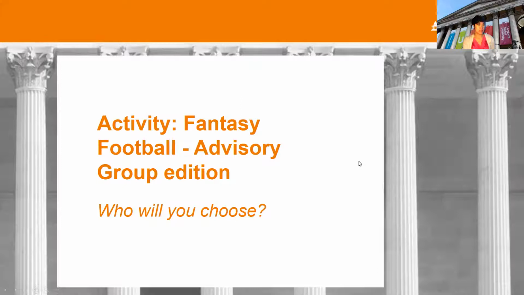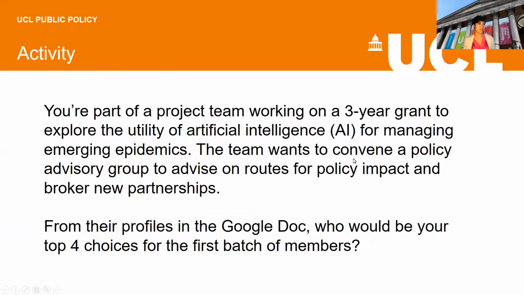So for this activity, if you're familiar with fantasy football, I've got a spin on that, but the advisory group edition. I just want you to pretend you're part of a project team working on a 3-year grant to explore the utility of artificial intelligence for managing emerging epidemics. And the team wants to convene a policy advisory group to advise on routes for policy impact and broker new partnerships. In the chat, I'm including a link to 8 profiles that I've put together.